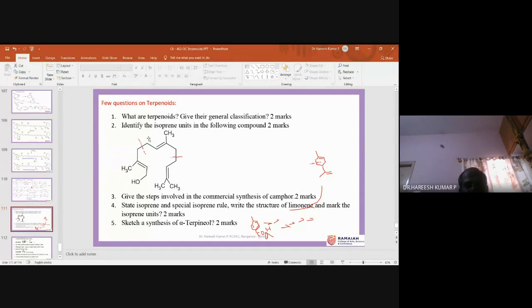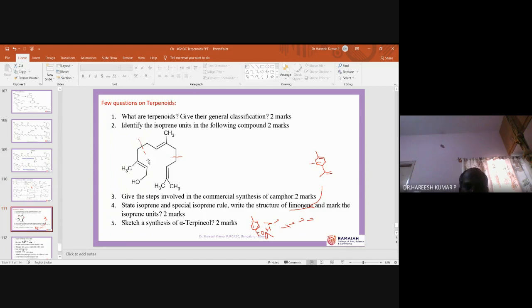And the next question is to identify the isoprene units in the following compounds. Isoprene means it's a five-carbon unit. So you can observe that this is one carbon atom, two, three, four, and the fifth carbon atom. Up to this fifth carbon atom is one isoprene unit. And you know that this part is head and this part is tail. So up to this you can mark this as one isoprene unit. From this carbon, this is 1, 2, 3, 4, 5. Up to this carbon is one more isoprene unit.